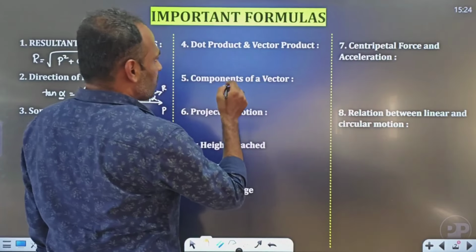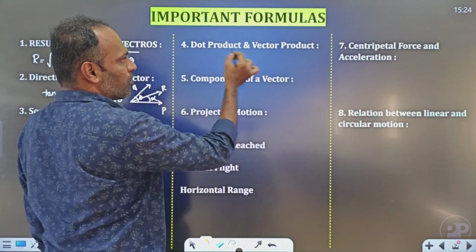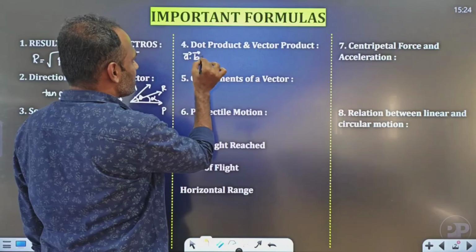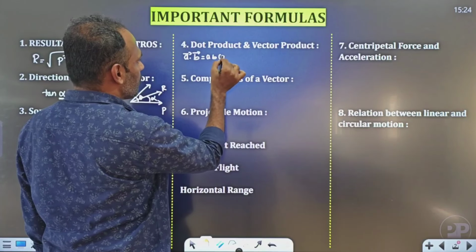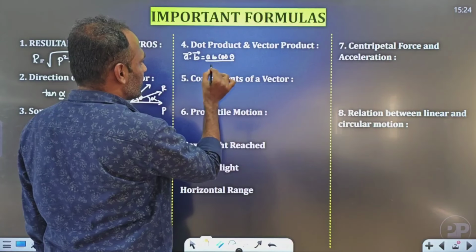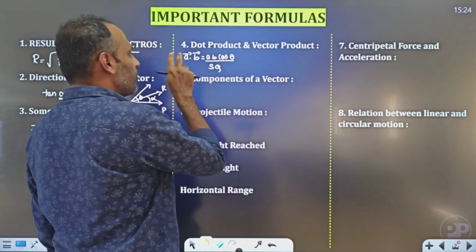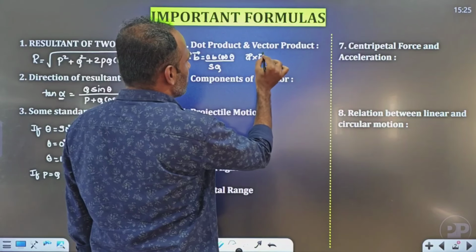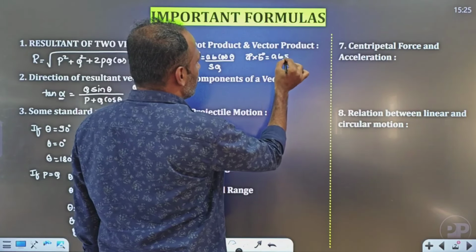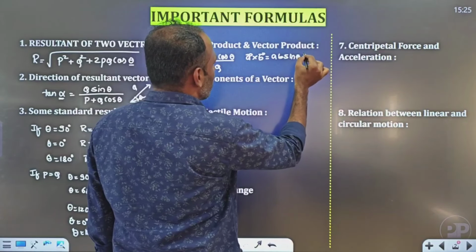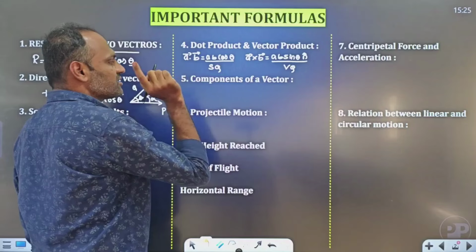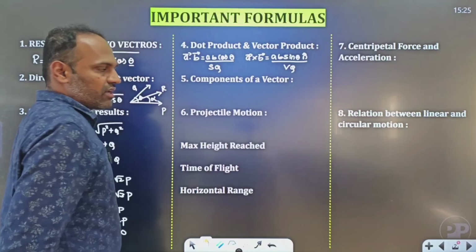Dot product and cross product, scalar product and vector product, we know this very well. Vector A dot vector B is equal to magnitude of A into B into cos theta. So this is a scalar quantity. So by dot product we'll get a scalar quantity. Vector A cross vector B will be equal to A into B into sin theta n cap. Right, so here it is a vector quantity. So by dot product we'll get a scalar quantity, by cross product we'll get a vector quantity.